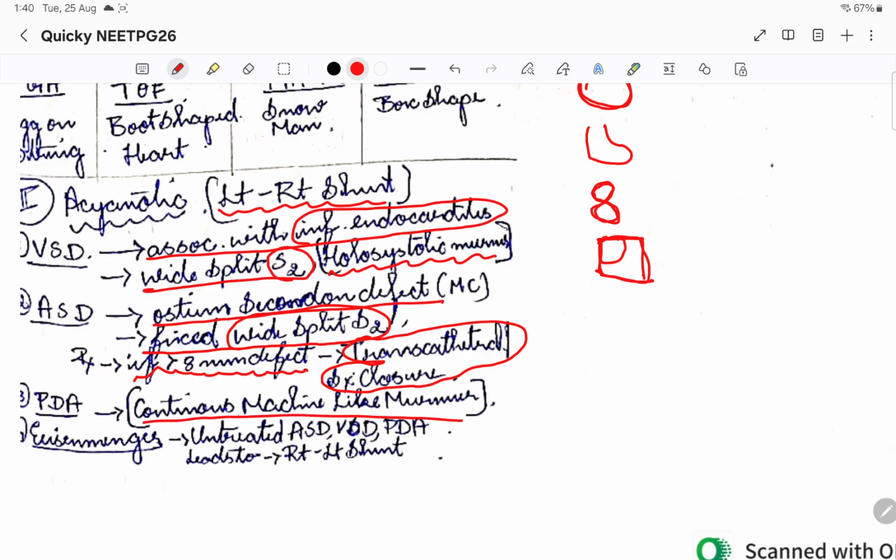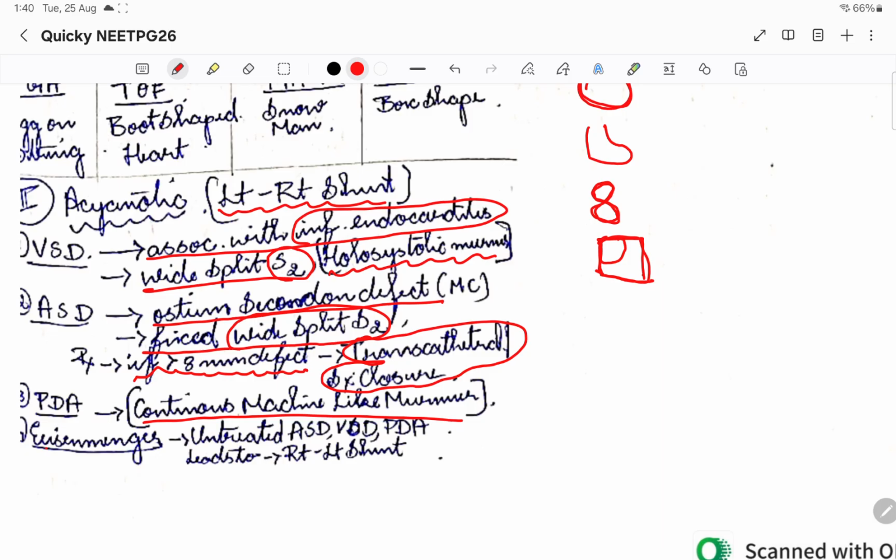Wherever we see a machine-like murmur, it is going to be PDA, patent ductus arteriosus. PDA is helpful in TGA. Okay, please remember that. Then coming to Eisenmenger syndrome, it happens when there is an untreated ASD, VSD and PDA.